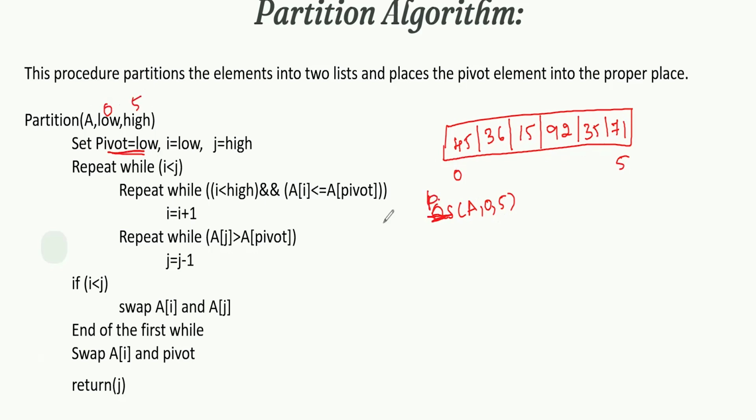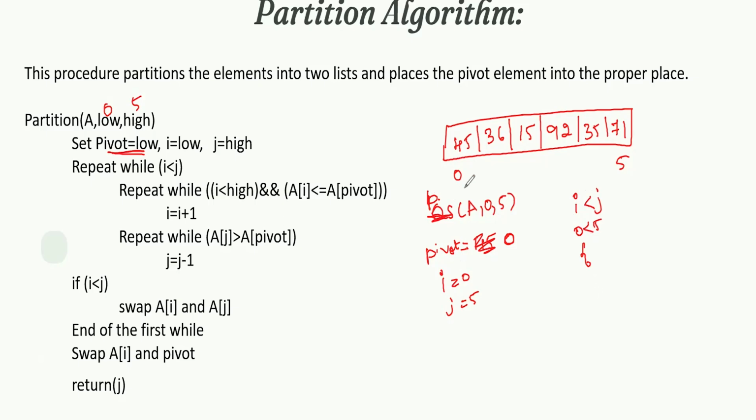So now I know that my pivot element is going to be the low value. Low is nothing but 45, the zeroth position, which is nothing but 45. And i is equal to low, so i is also going to be 0, and j is going to be high. Now, the very first condition is that i should always be less than j, which is of course true, since 0 is less than 5.